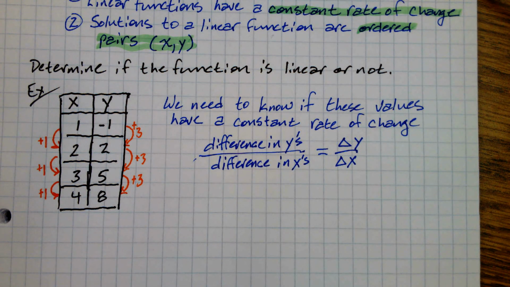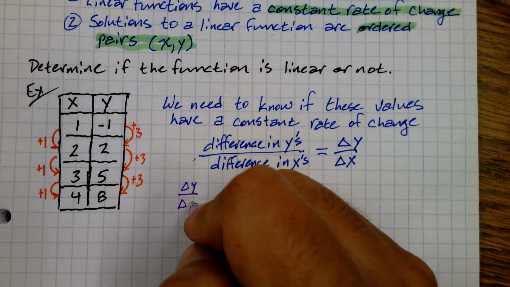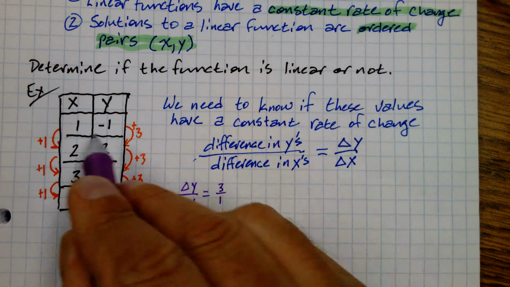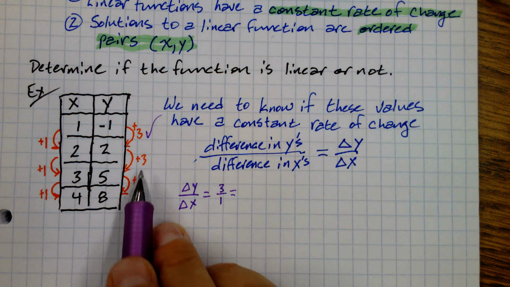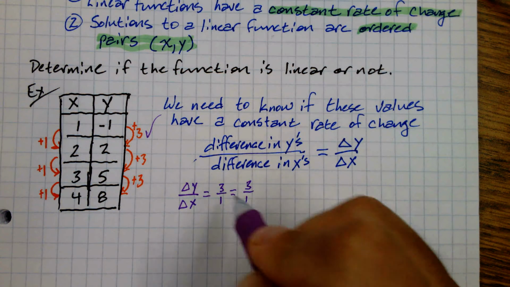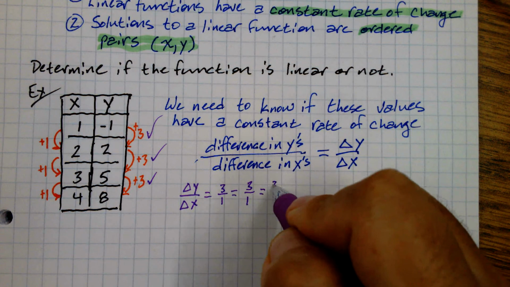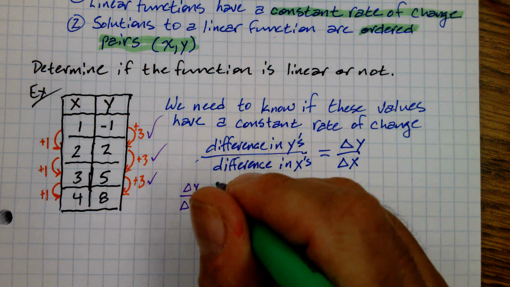So each time, would you agree that if I'm finding the delta y over the delta x, the change in y over the change in x, in the first instance we got 3 over 1, right? In this second instance we got 3 over 1. And in the third instance we got 3 over 1. That's a constant rate of change. It's the same each and every time. Constant means it never changes.